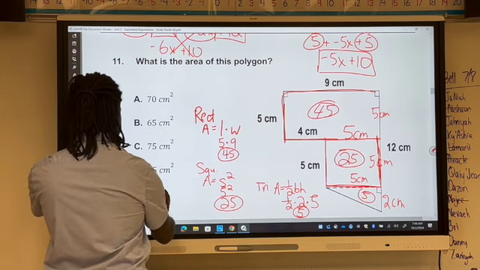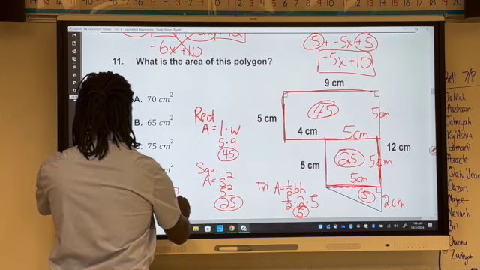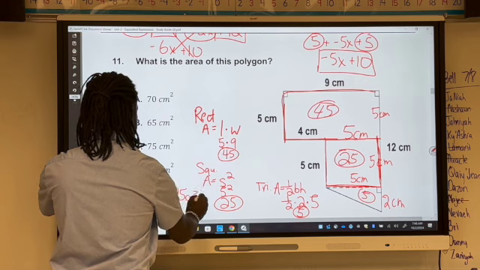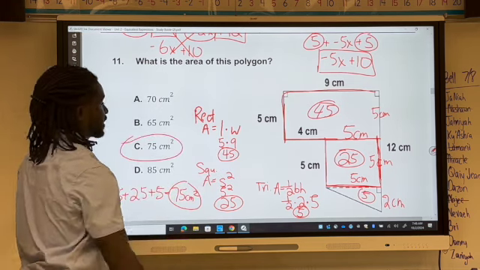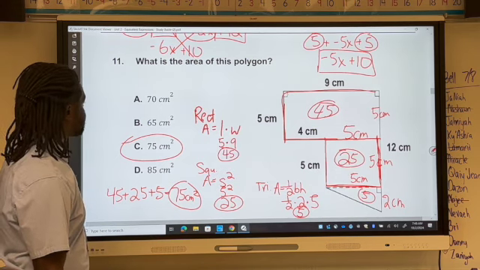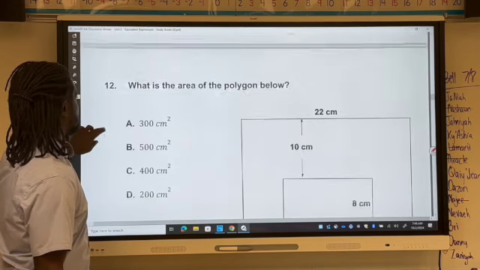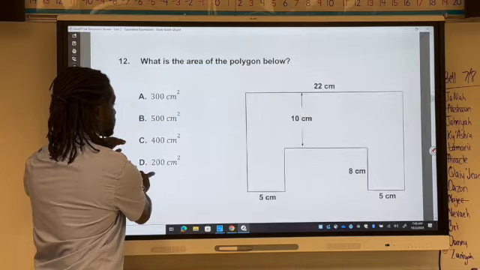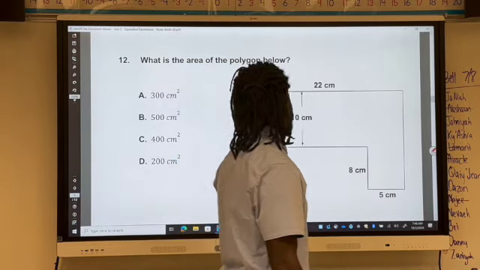And then 70 plus 5, and that's going to give me 75 centimeters squared as my correct answer. All right. Moving on. Question number 12. Okay, so question number 12, we got to divide this up.